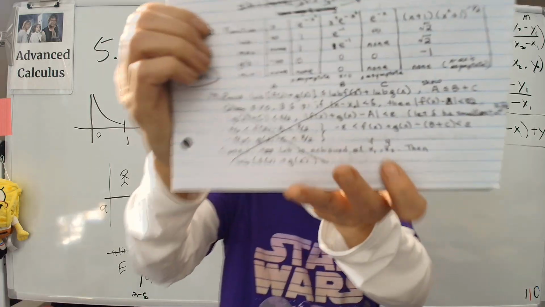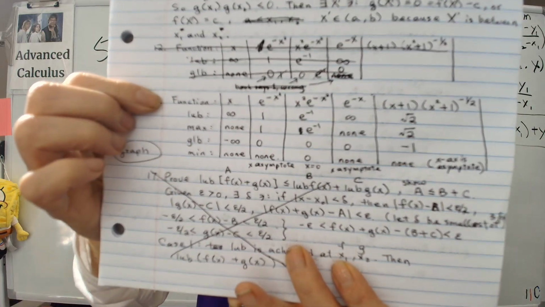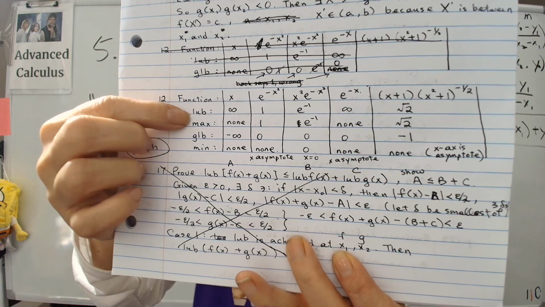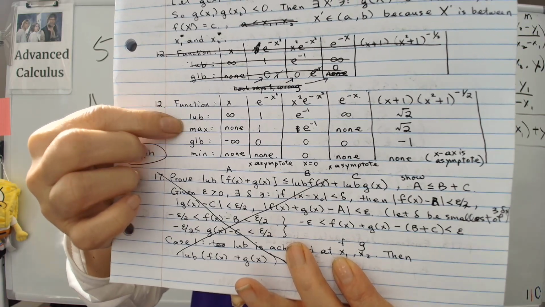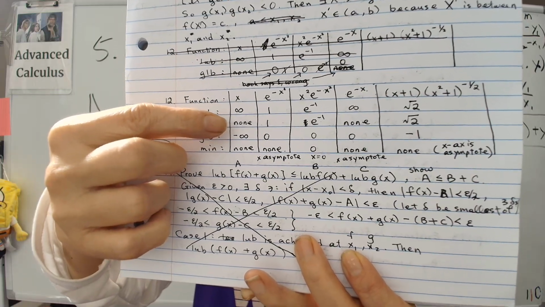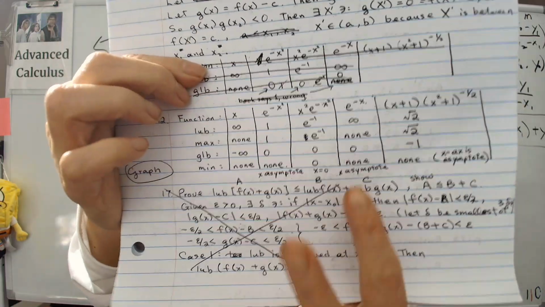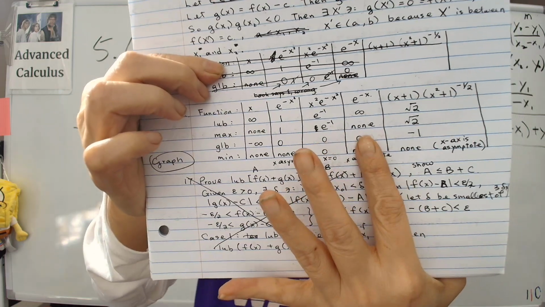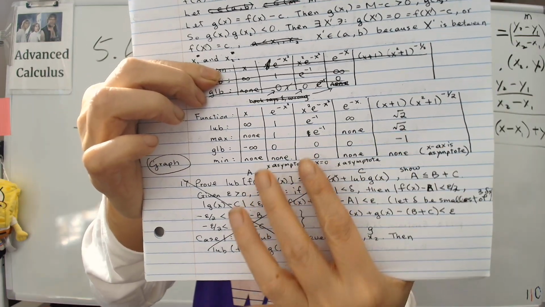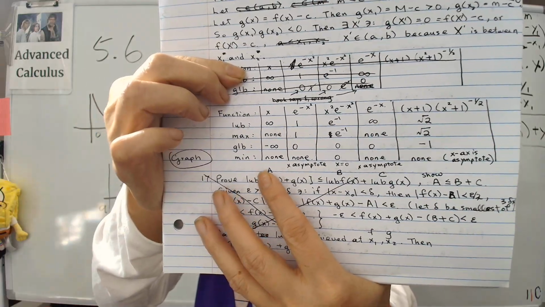Next, problem 12, that's a list of stuff, okay? And I have it drawn in a chart here. The least upper bound and the maximum, sometimes there is no maximum, right? Some of the functions have no maximum, and some of them have a maximum. It really just depends on the graphs.